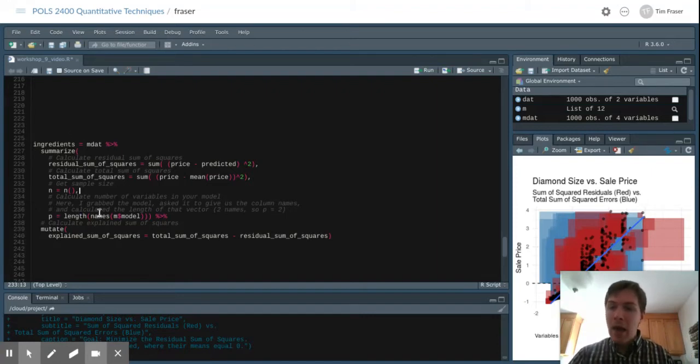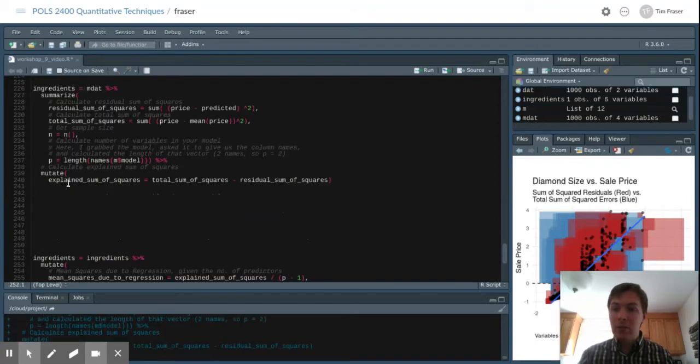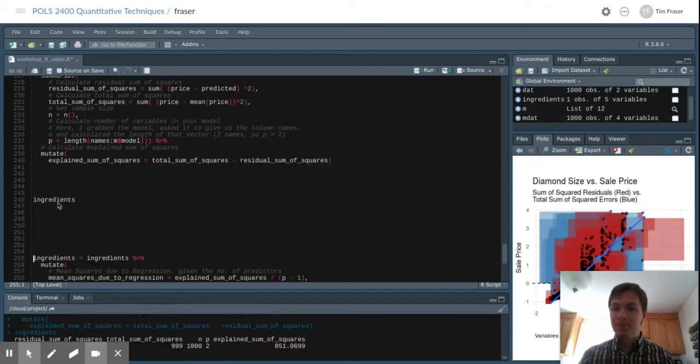Great. And then we really want to know what the explained sum of squares is. And that is the total sum of squares minus the residual sum of squares. It's how much variation was explained. So if we run this, we can get a data frame of ingredients for the F statistic. Let's check it out.